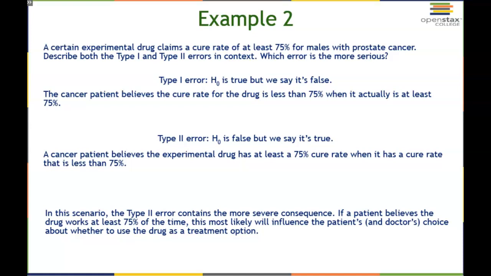Now, granted, if we say that it doesn't have a 75% success rate, but it does, that's actually better for the patient, right? So they take the drug and they're getting a better success rate than they thought they were getting. So in this case, a type 2 is more severe.